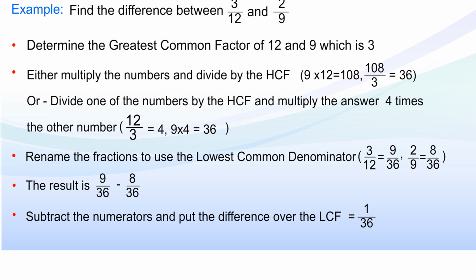12 by 3 equals 4. 9 into 4 equals 36. Rename the fractions to use the lowest common denominator. 3 by 12 equals 9 by 36. 2 by 9 equals 8 by 36. The result is 9 by 36 minus 8 by 36. Subtract the numbers and put the difference over the LCD, equals 1 by 36.